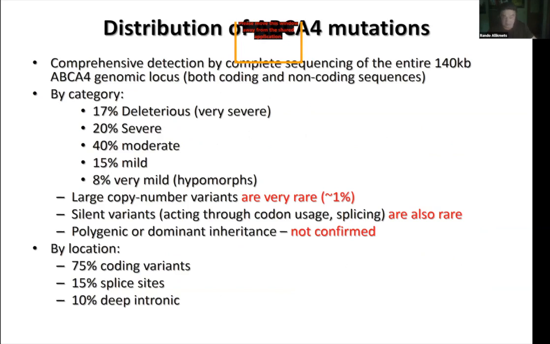Now, I still see that we have that funny frame appearing on the slide, but this summarizes the strength and the categories of mutations we have. About 17% are really bad mutations in ABCA4 that pretty much delete the gene, so you don't have any function. Then there are severe, then what we call moderate, then mild, and then what we call hypomorphs that are really mild. I'll show you a couple of slides on how we do that.